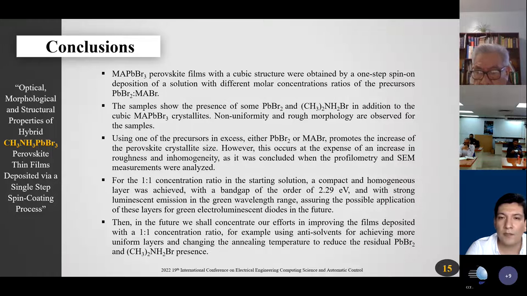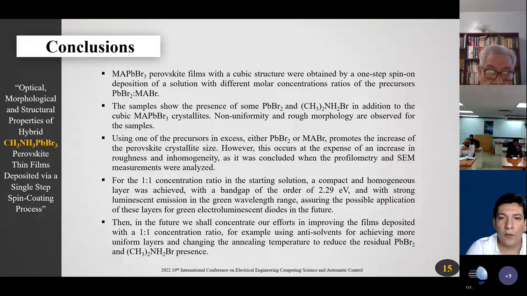Using one of the precursors in excess, either lead dibromide or methylammonium bromide, promotes an increase of the perovskite crystallite size. However, this occurs at the expense of an increase in the roughness and inhomogeneity, as was concluded when the profilometry and CIE measurements were analyzed.